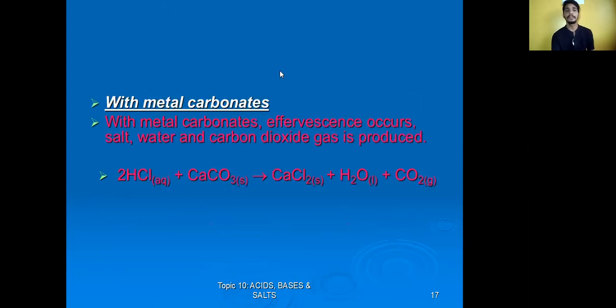With metal carbonates, effervescence occurs. What is effervescence? A vigorous bubbling is called effervescence. Water and carbon dioxide gas are produced. In the case of HCl, CaCO3, that is calcium carbonate, reacts with hydrochloric acid. There is a formation of salt, that is CaCl2, calcium chloride, along with water, but there is effervescence because of what? Carbon dioxide. In the case where hydrogen gas was liberated, there is no effervescence as such. But here there is vigorous bubbling, called effervescence, because carbon dioxide is liberated.